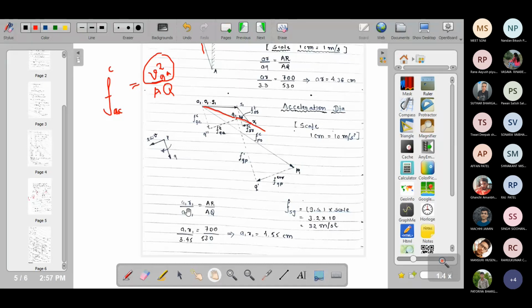Okay, so I can use this ratio A1R1 divided by A1Q1 is equal to AR divided by AQ. A1R1 is unknown. A1Q1 you can measure from this acceleration diagram, and you put this value. Divide by 700 divided by 550. So A1R1 is 4.5 centimeter. Now from here, using A1R1, you can get point R1.